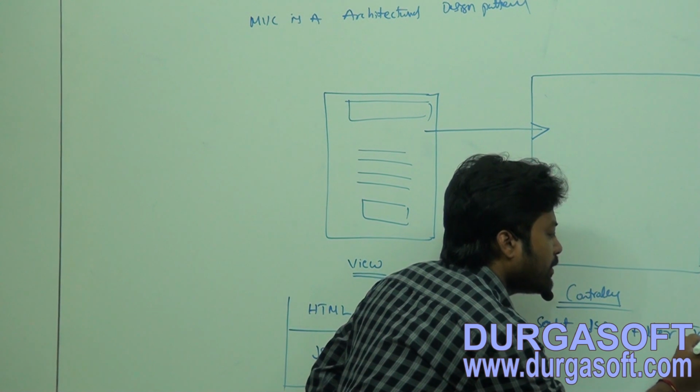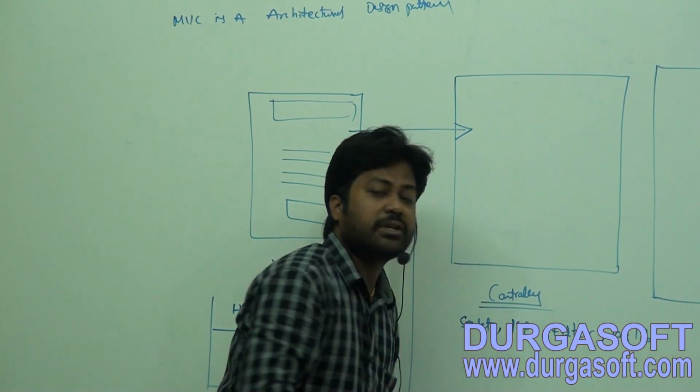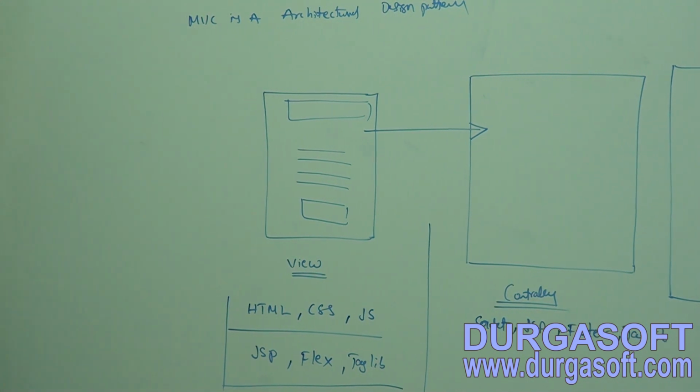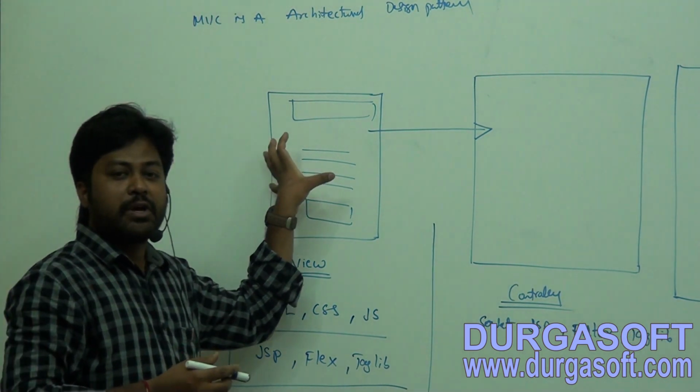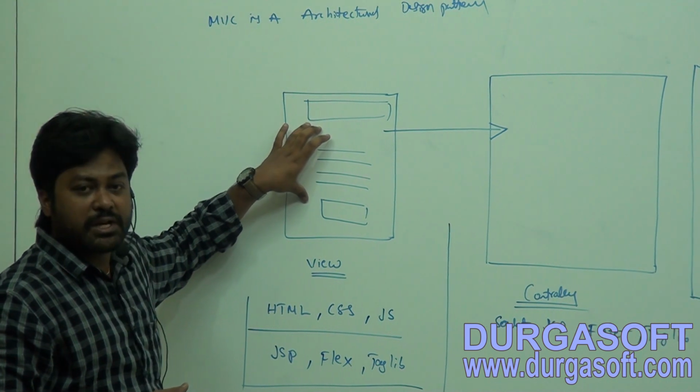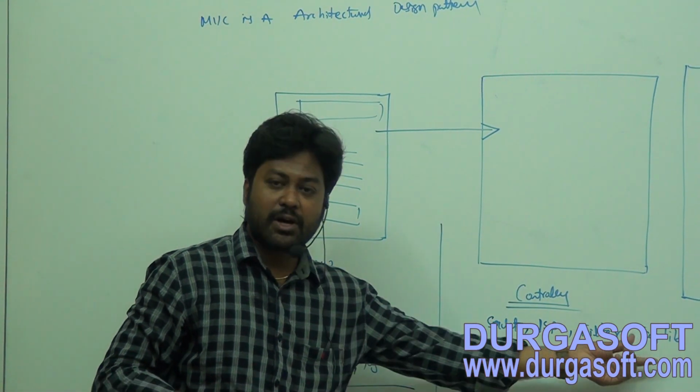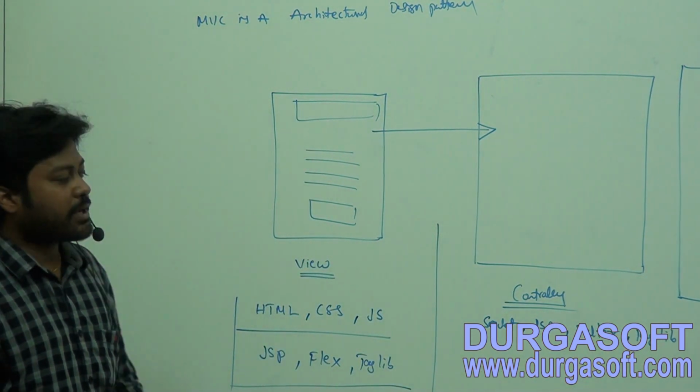And we have one more component, tag libraries. By using tag libraries also you can read your data in the controller part. Presentation layer data you can read in this controller part by using servlets, JSPs, filters, or by using your tag libraries also.